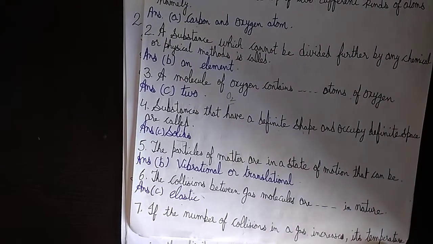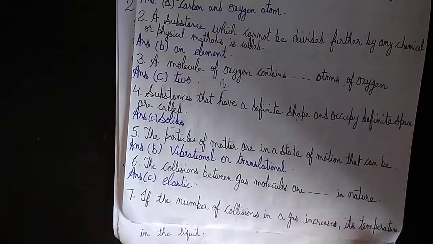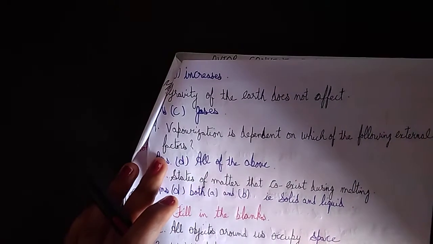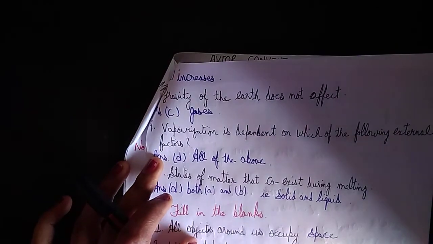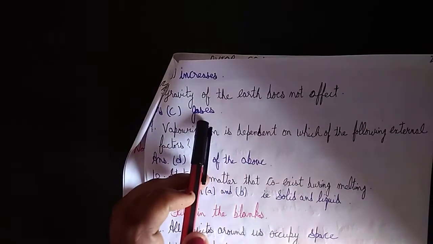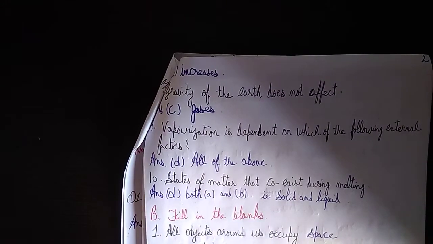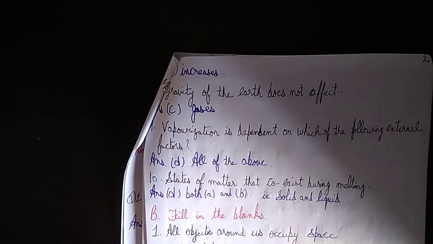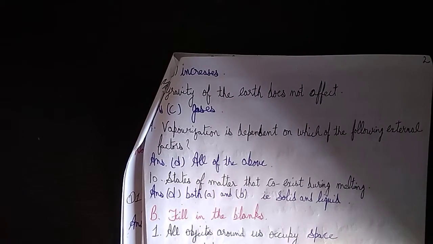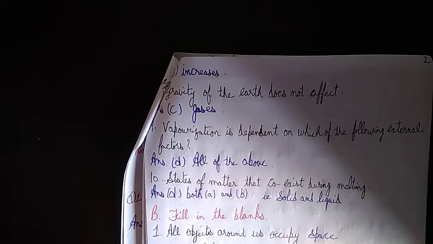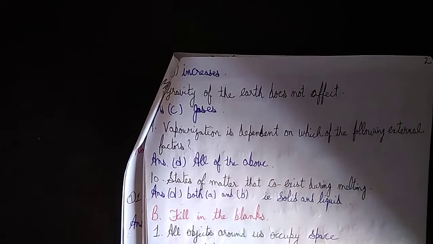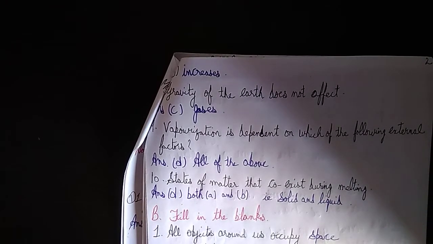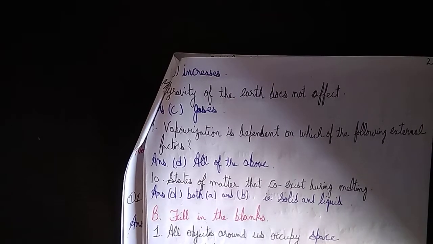If the number of collisions in a gas increases, its temperature also increases. Gravity of Earth does not affect gases. Vaporization is dependent on which of the following external factors: speed of wind, temperature, humidity. Means your answer is all of the above.